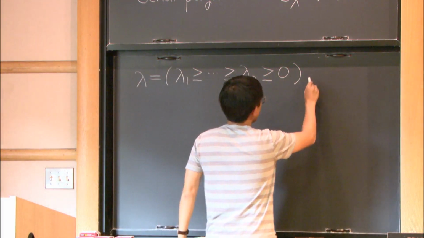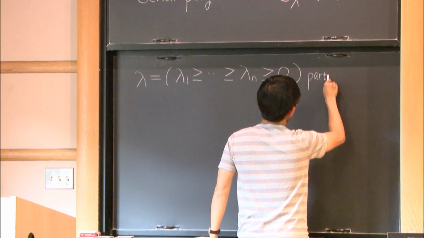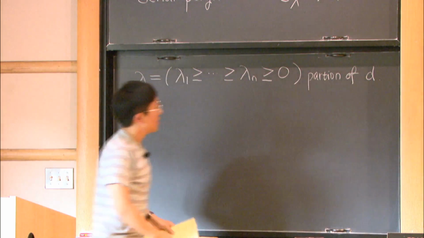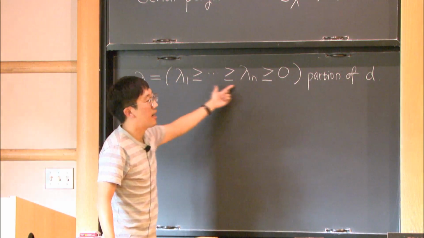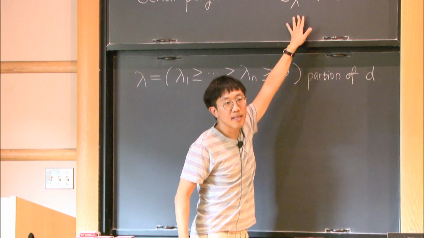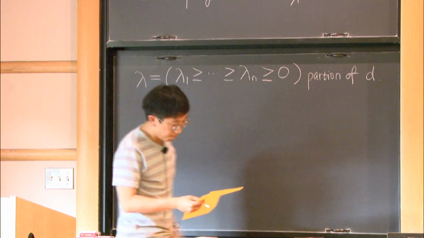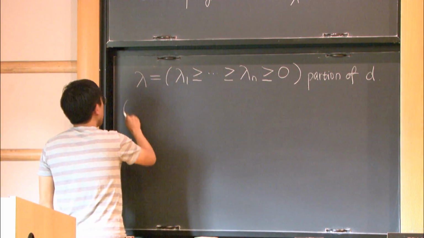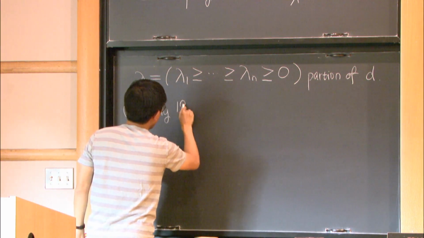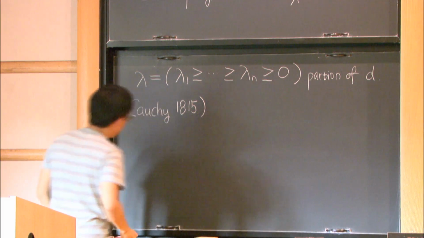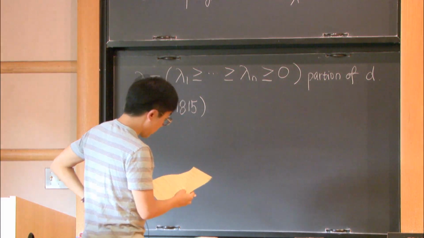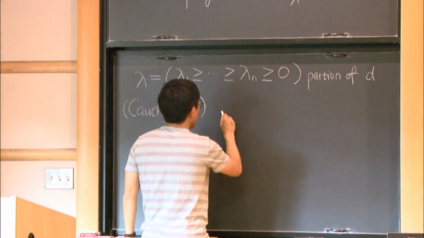And let's say it is a partition of, say, the number d, which is the sum of all the lambda i's. And then this will be a homogeneous polynomial in the variables x that has degree d. The first one who thought about these polynomials was Cauchy. And according to him, by definition, the Schur polynomial is a ratio of determinants.